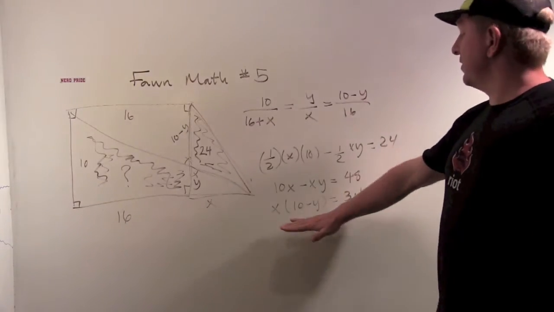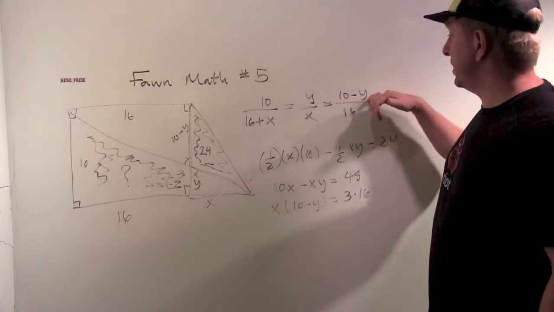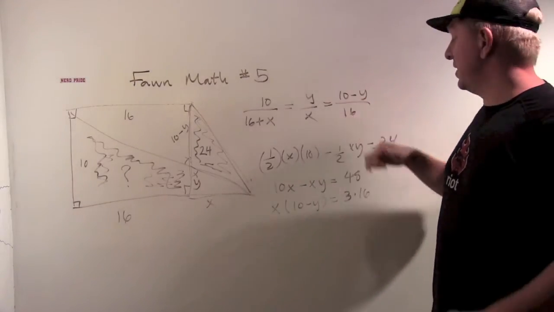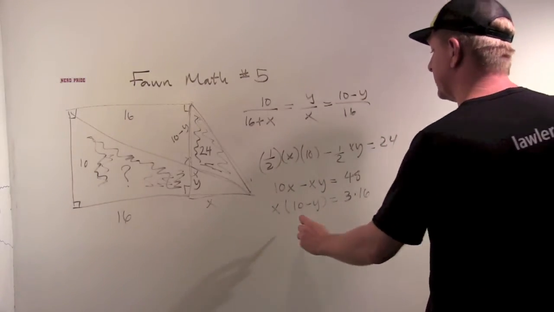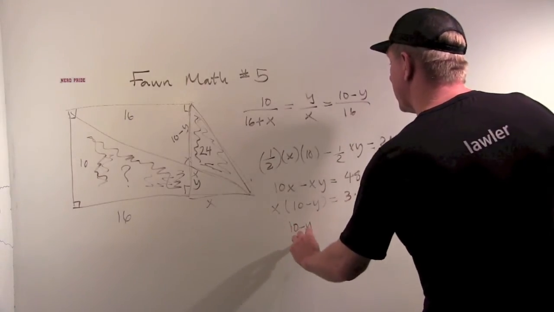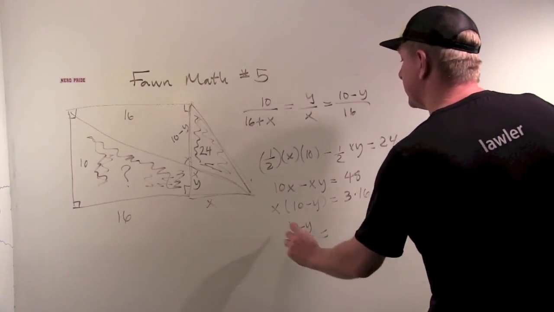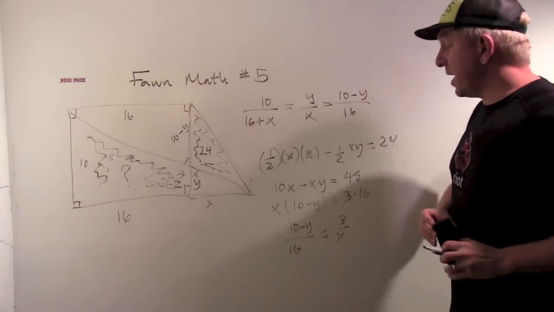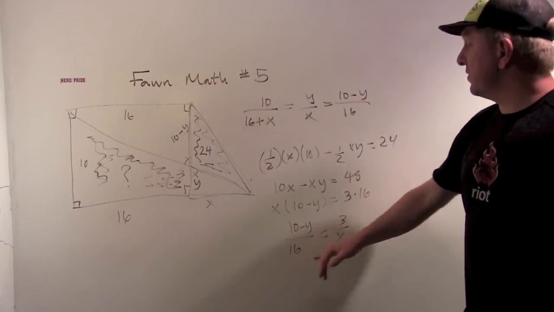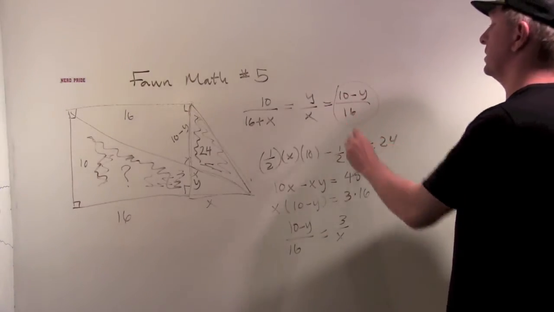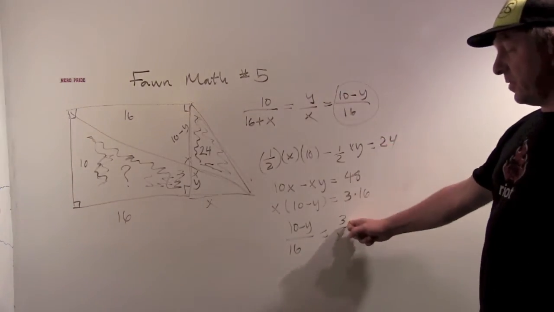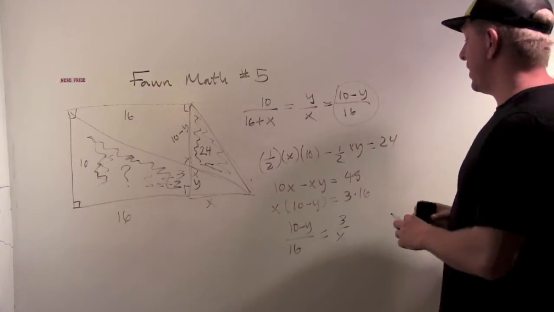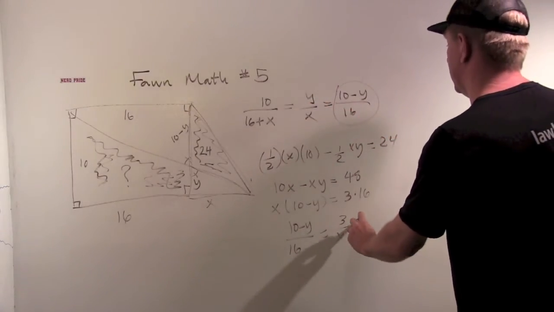And now I notice something. I've got a 10 minus y here and a 10 minus y there. And I've got a 16 to go with that 10 minus y. So I'm going to divide everything by 16, and I'm going to divide everything by x: (10 minus y) over 16 equals 3 over x. Now why did I do that? (10 minus y) over 16 is my ratio here, and that now equals 3 over x, but that also equals y over x. So now y has to equal 3.